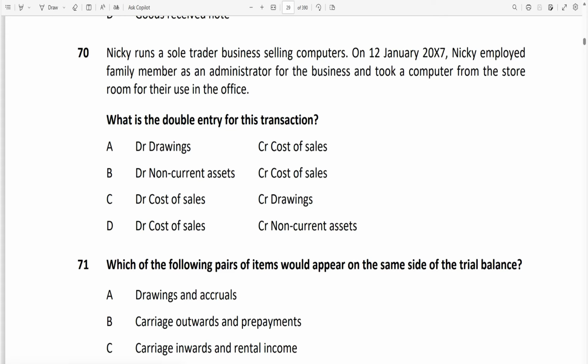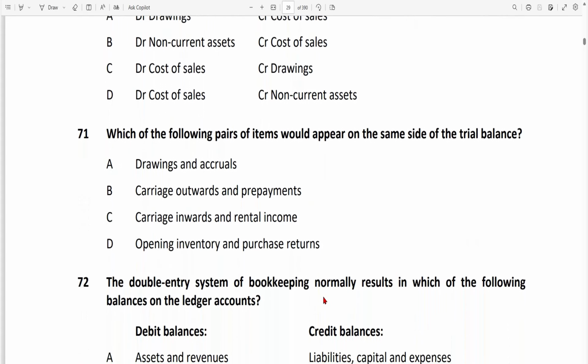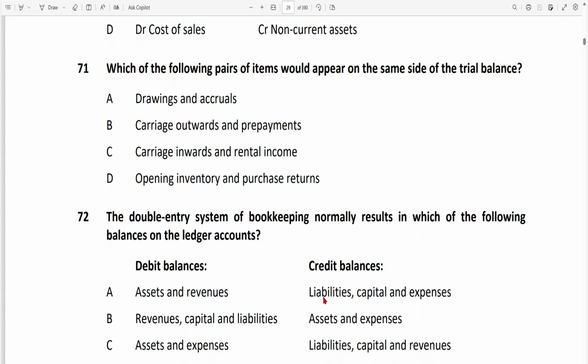So on the debit side, the computer is now being used as an asset for the business, so it will be recorded as a non-current asset category. So option B seems to be correct. Moving to the next part of our question, which of the following pairs of items would appear on the same side of the trial balance, right?